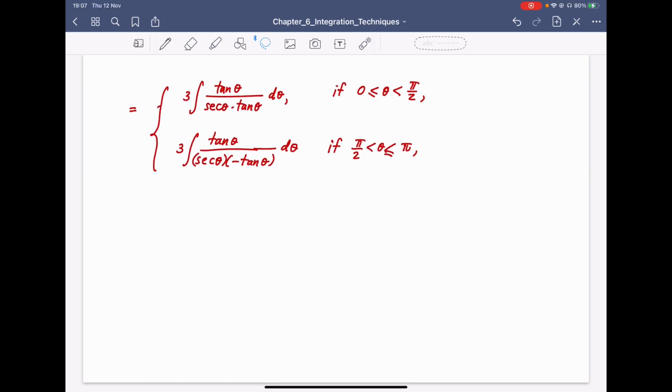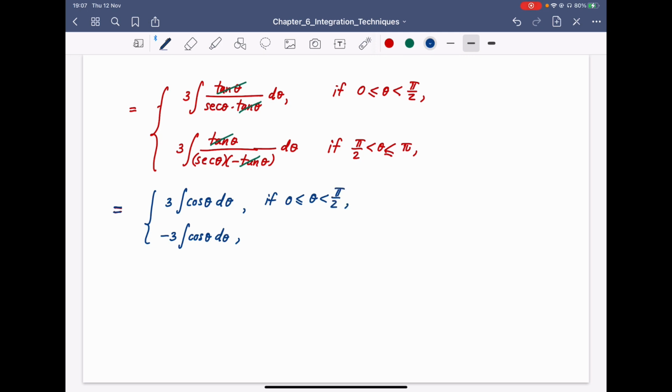So we have this, and now you can see the tangent is going to cancel anyway, no matter what. So here you have it's going to be 3 times the integral of cosine theta d theta for the first case. For the second case, it's going to be negative 3 times the integral of cosine theta d theta. Well, now your answer depends on theta. All right, we're almost there.